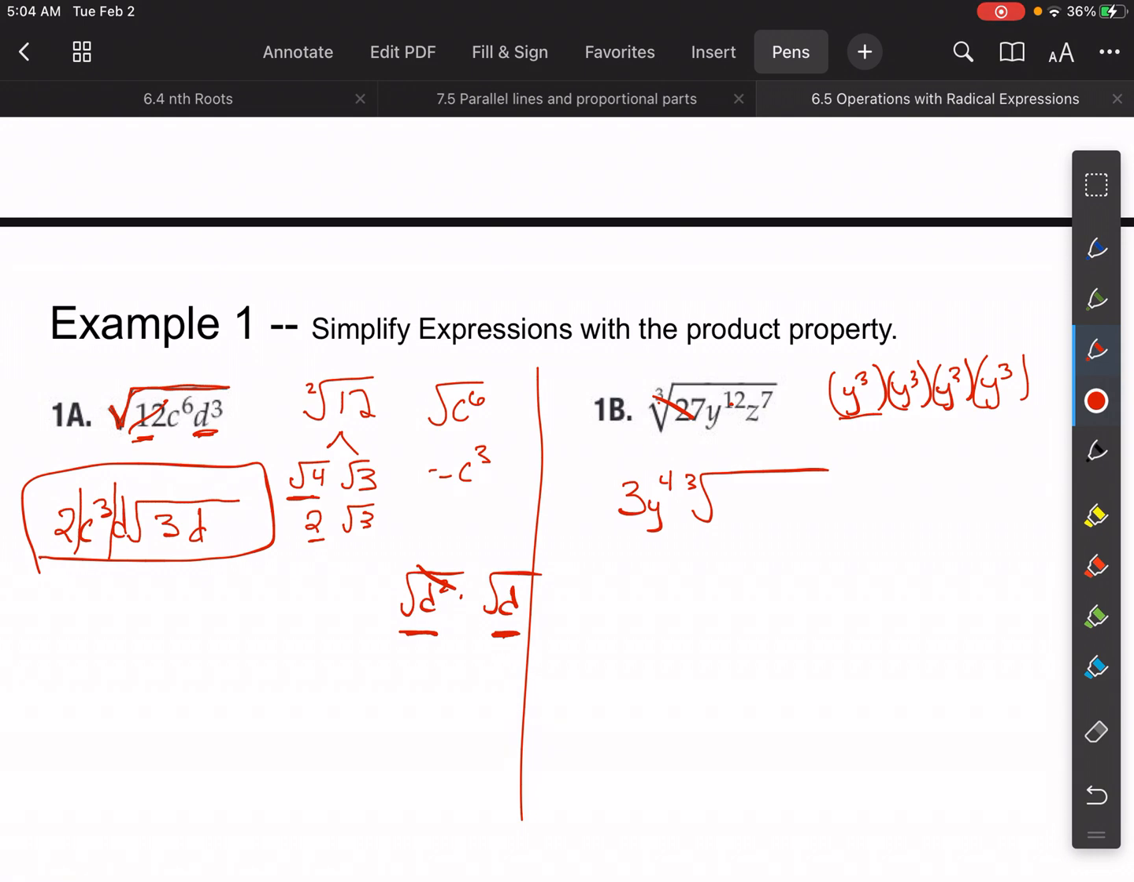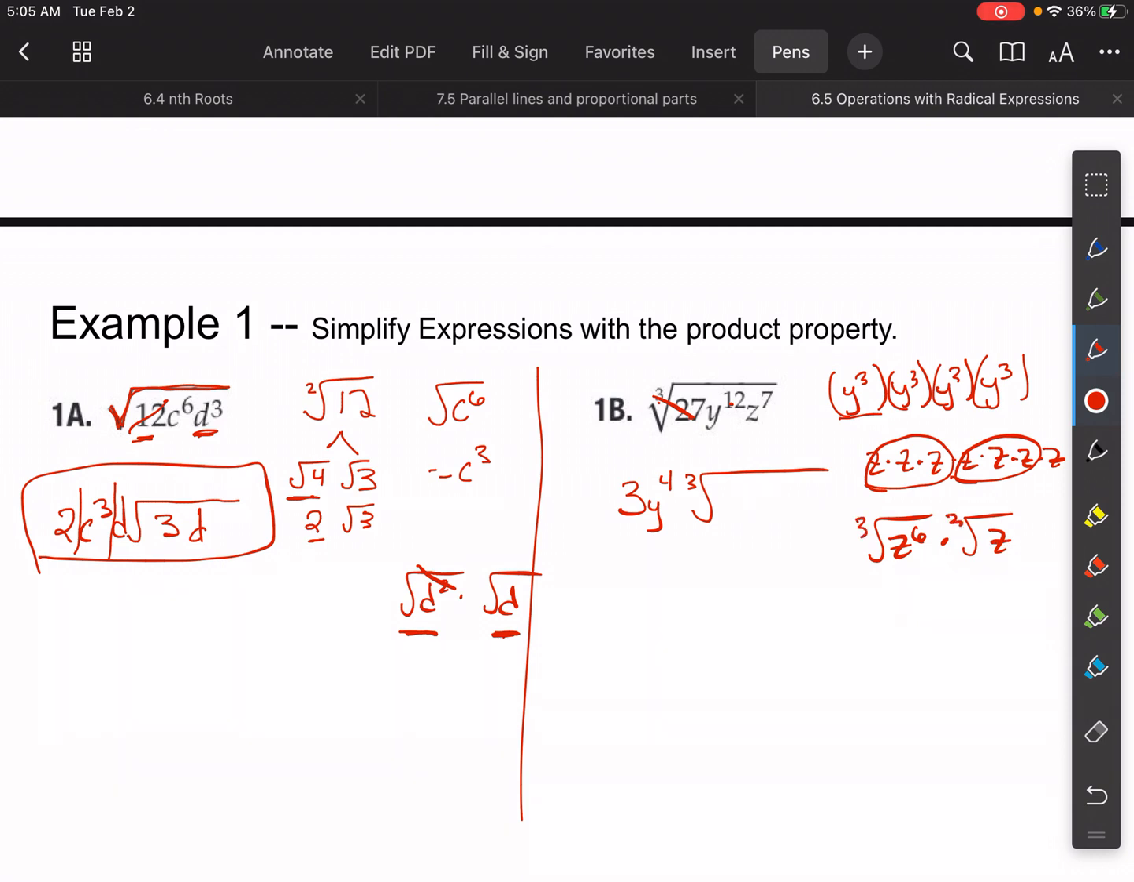No y's left. And then for z, here's another way to think of this. This is the same thing as z times z times z times z times z. These are z's, not 2's. Times z times z. If it's something to the third power, we're talking about taking groups of 3 away. So notice I can write this as z to the 6th, because I can take 6 of them, those are groups of 3, times the square root of z.